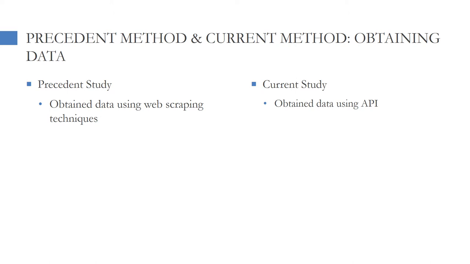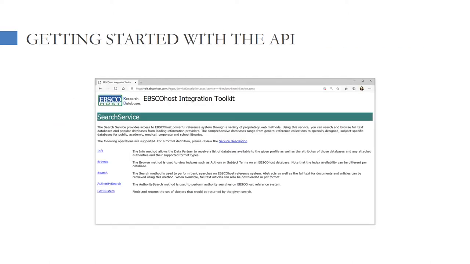The precedent study gave us some ideas on how to do the project, but we made some changes. Both web scraping and using an API are different ways to automatically collect citation metadata for the articles we were interested in. We used EBSCOhost Integration Toolkit because through EBSCO, we have access to all of the journals we are focused on. This is a tool that helps users make requests to the API.